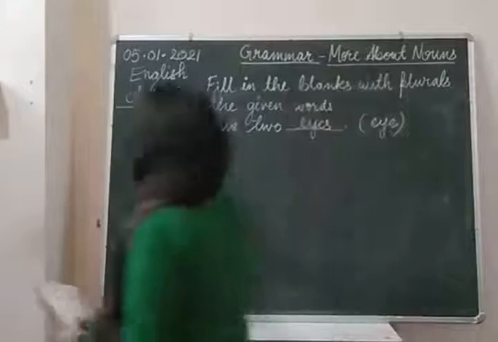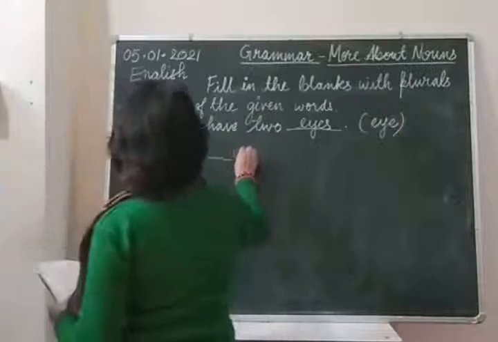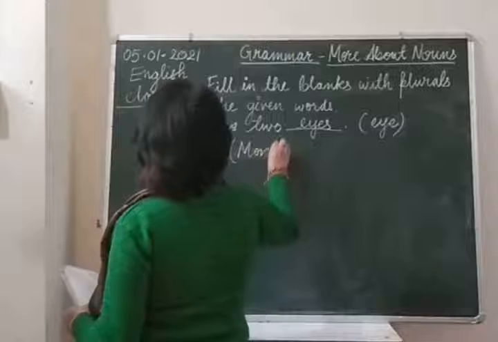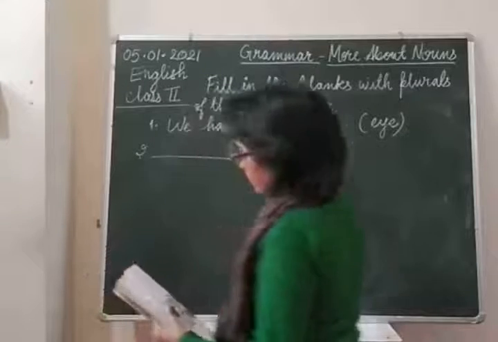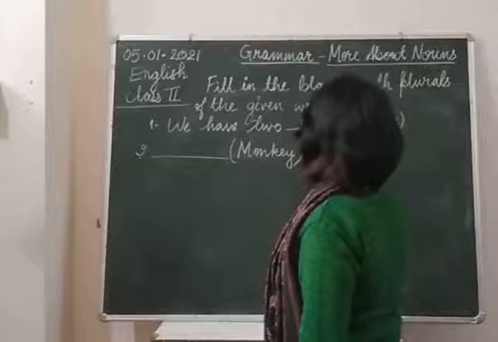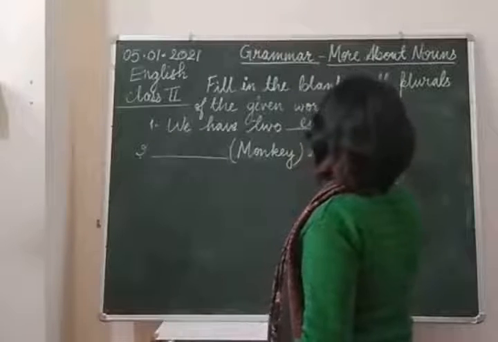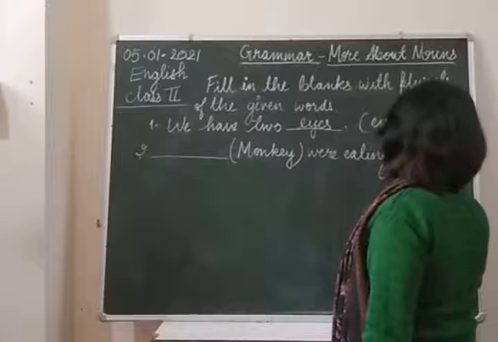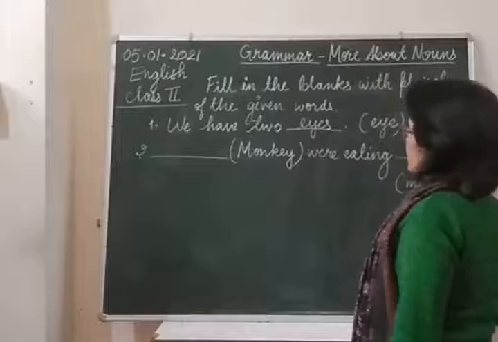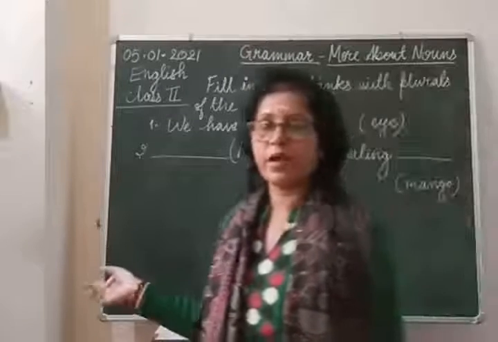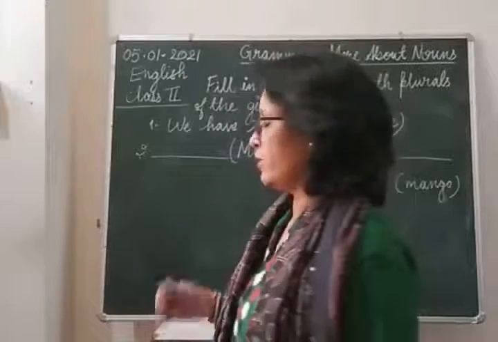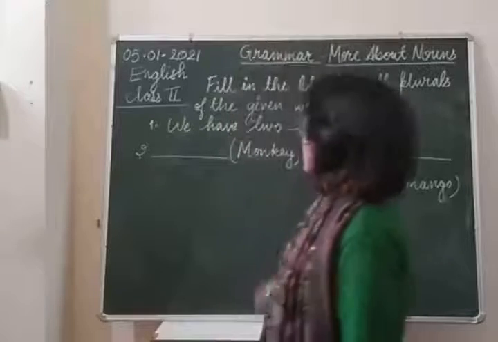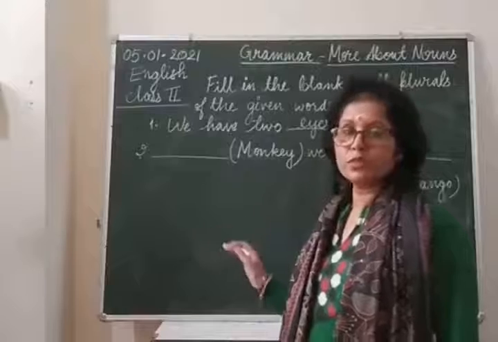Next one is blank were eating blank, and the nouns are monkey and mango. Now in this sentence we have two blanks and two nouns are given in the bracket. You have to write the plural of those nouns. So first word is monkey. So what is the plural of monkey?